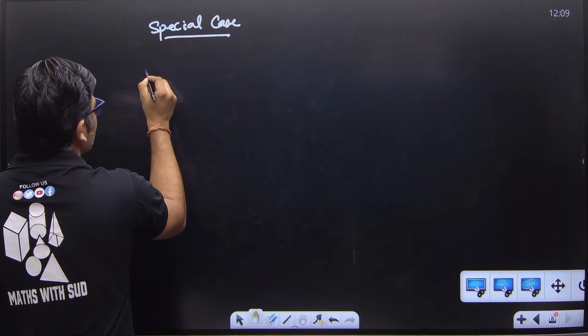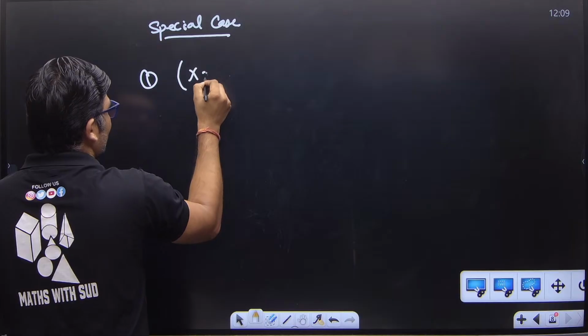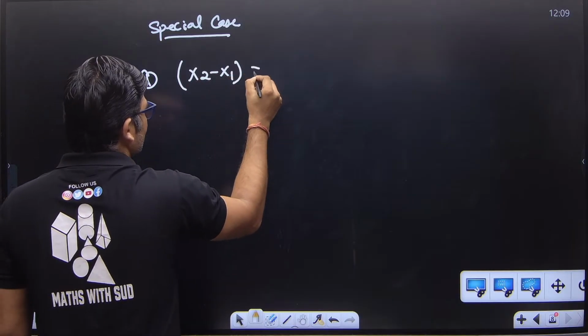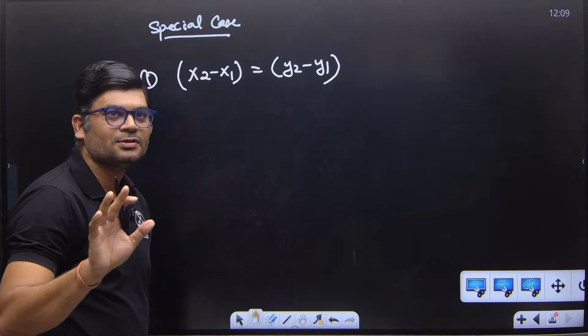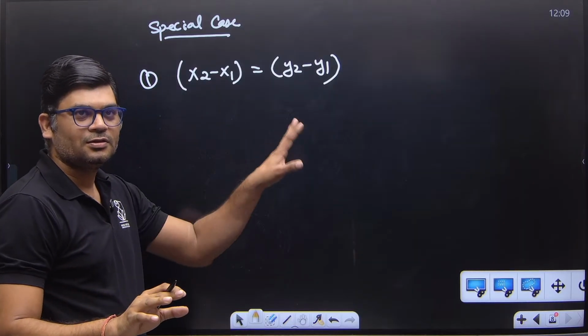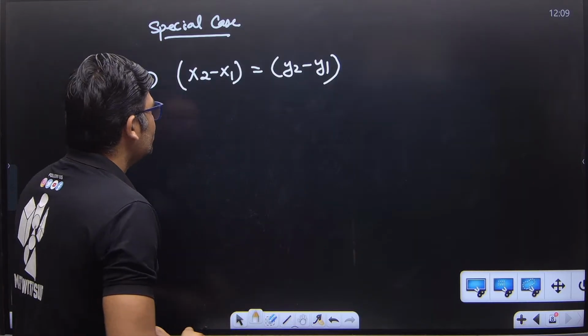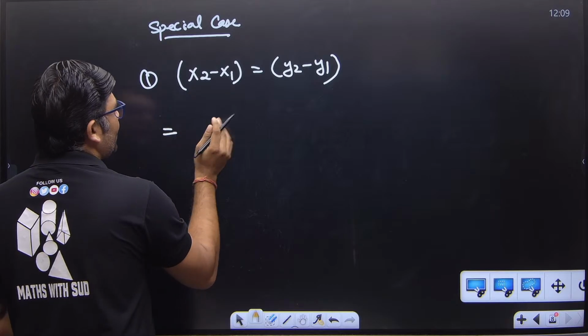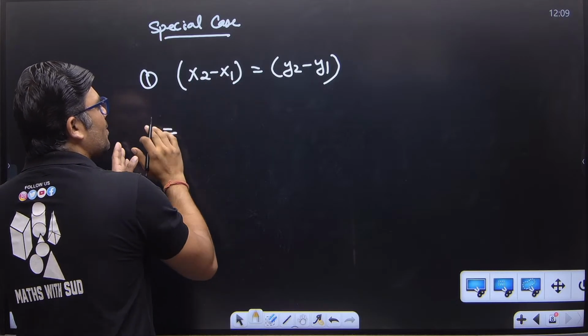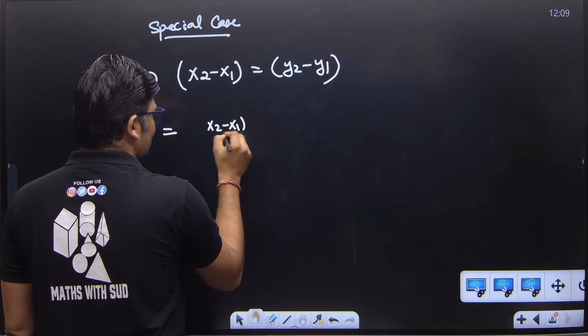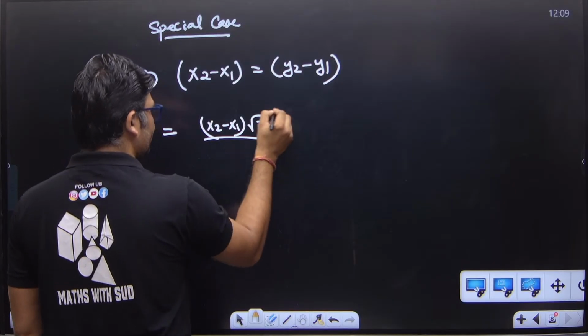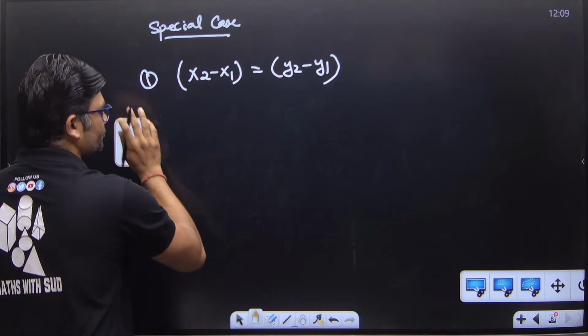So there are two kinds of special case I can deal with. One is x2 minus x1 is equal to y2 minus y1. Sometimes it happens that they are both the same. So in that case, the answer is immediately x2 minus x1 will come outside and root 2. So it will be x2 minus x1 root 2. This will be the answer. Let me show you how.